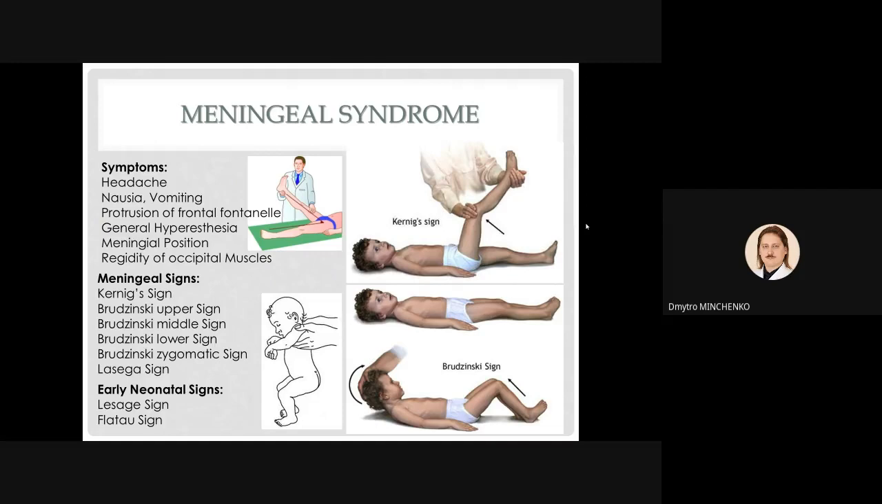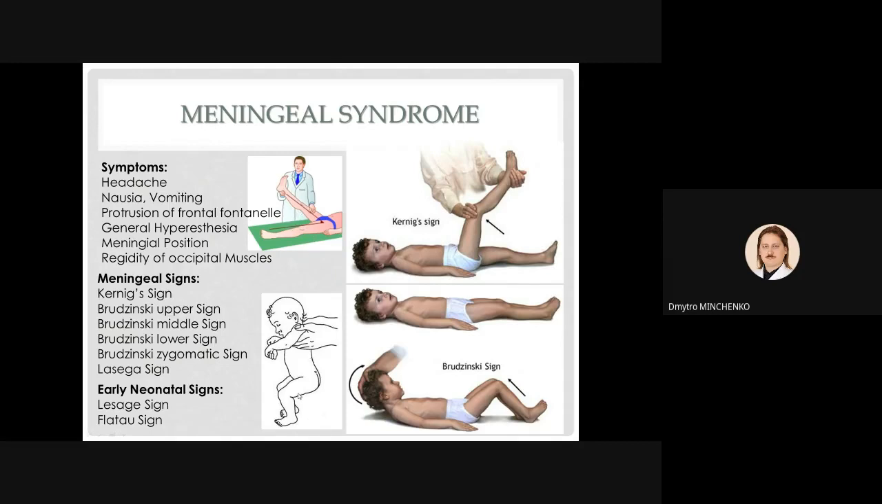Unfortunately, all of these signs can only be checked in children after approximately the age of 4 months, as before this time they may be considered physiological because of the hypertonus of lower and upper extremities that we observe in small children, which means at age below 4 months they cannot be considered conclusive proof of meningitis. However, we do have the early neonatological signs, which I mentioned previously. We have the Flatau sign and the Lesage sign. The Lasegue sign is shown here.